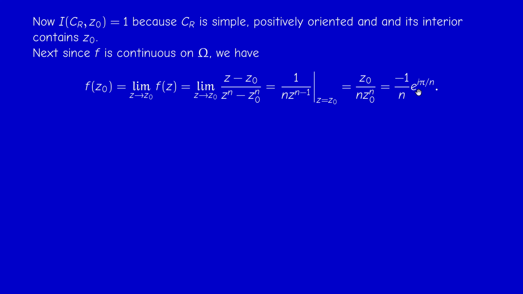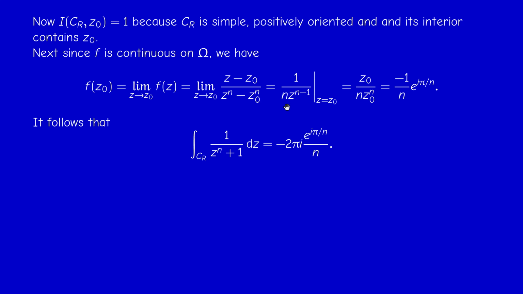Minus 1 over n times e^(iπ/n). This is a little trick that you may learn, because otherwise it would be a little bit difficult. If you write it the other way, it would be 1 over (z0 minus z1)(z0 minus z2), etc. And this is hard to compute directly. Okay, so use this trick.